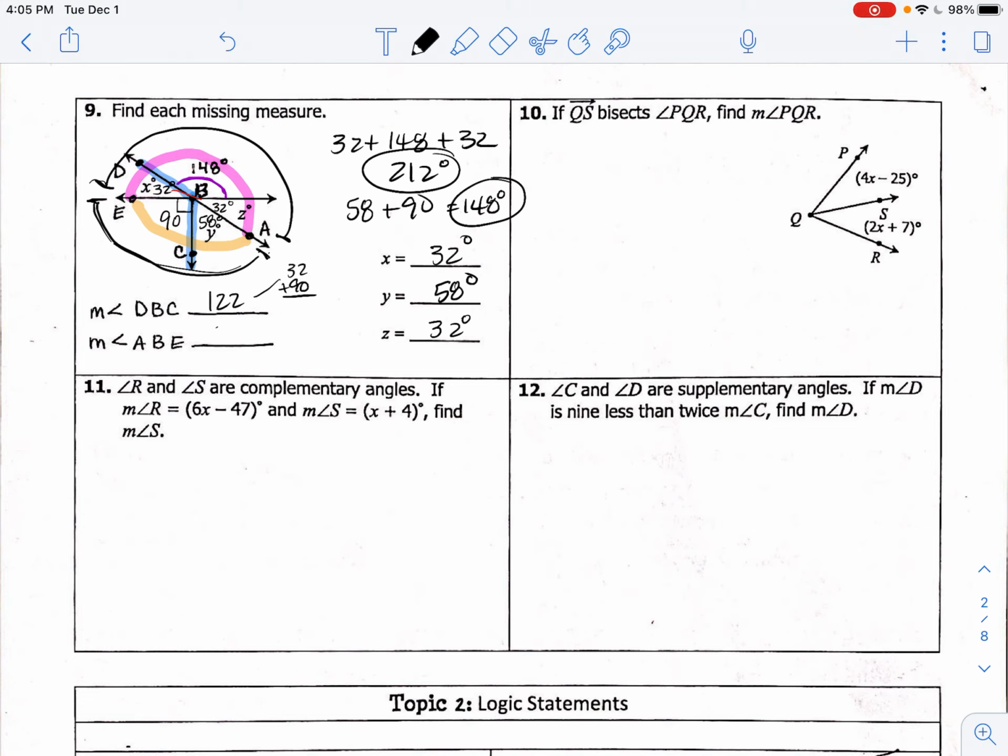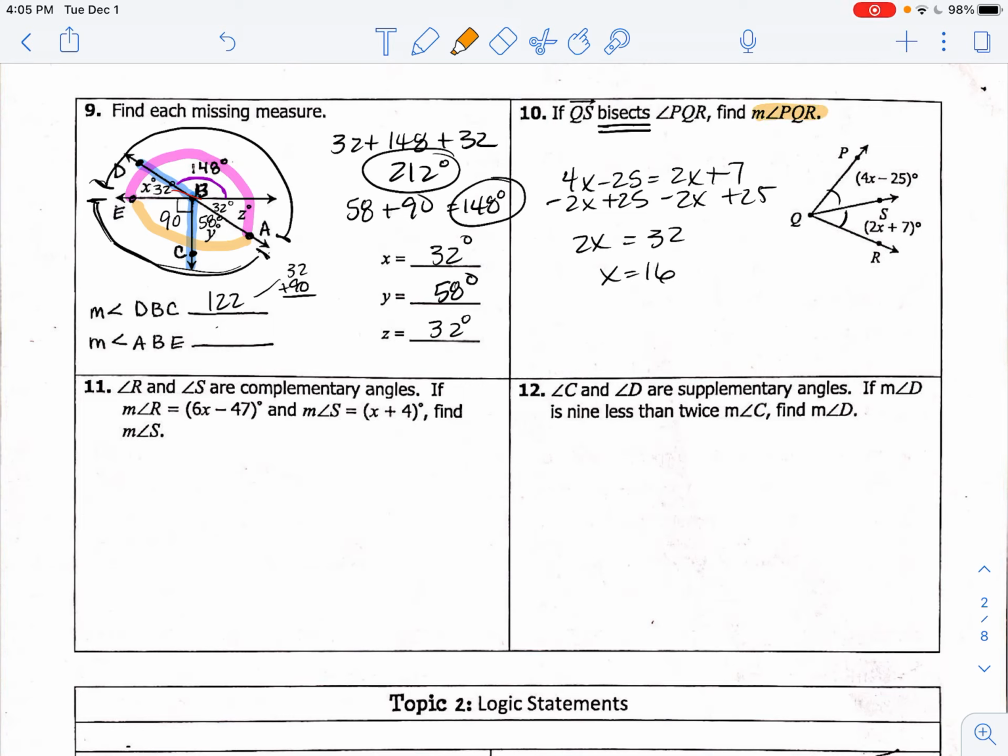All right, number 10, if QS bisects, if you're bisecting, you're cutting into two equal parts. QS is cutting these angles, so I know that these angles are congruent. So I've got 4x minus 25 is equal to 2x plus 7. I'm going to do this first to find my x. So subtract 2x from both sides and add 25 to both sides. This gives me 2x is equal to 32 and x is equal to 16.